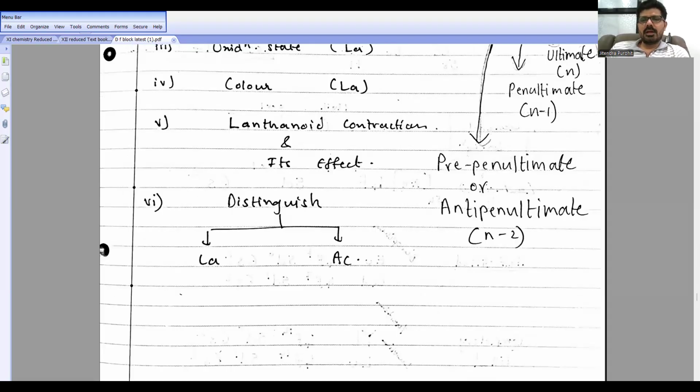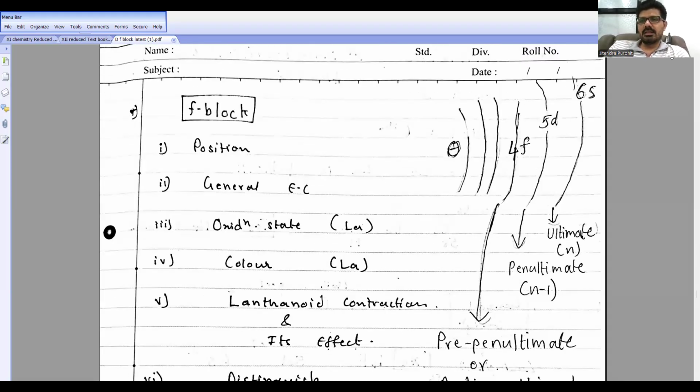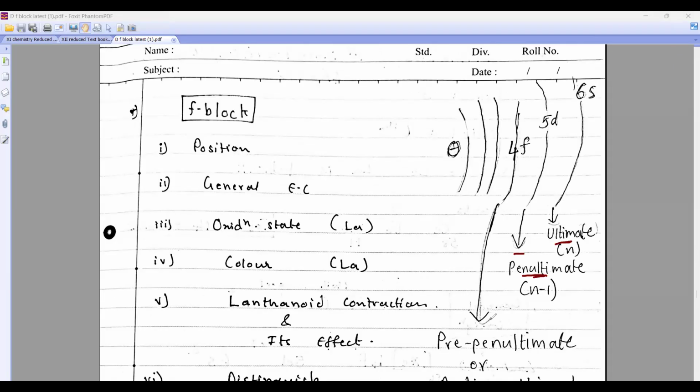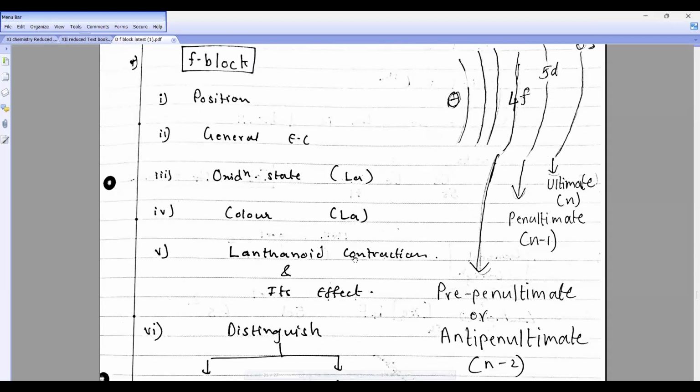Now, if the last electron enters into the last shell, this is my ultimate. Second last is penultimate. And this is pre-penultimate, N minus 2F. We call it N minus 2F. So where will the electron enter? Pre-penultimate shell. Where will it go? In 4F. So this is last, this is second last, this is third last. Third last we call pre-penultimate or anti-penultimate shell. So the electron will enter here.